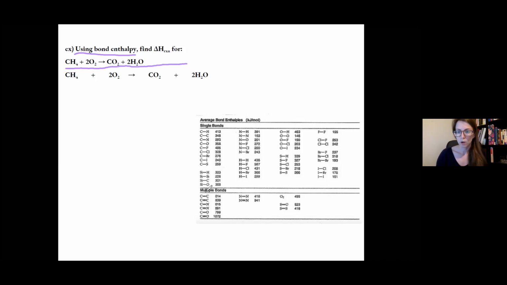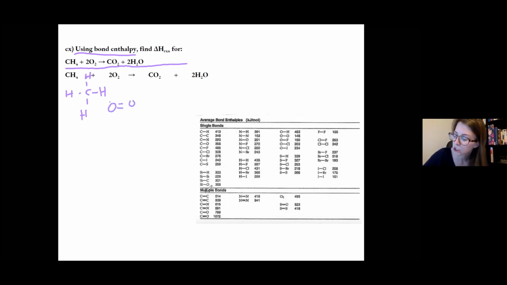In order to look at what bonds I am breaking and what bonds I am making, I need to draw Lewis structures. If you need a quick review on Lewis structures, I also posted a super quick shortcut way of figuring out Lewis structures that is good enough for this lesson. But anyways, for each thing in the reaction, all of the reactants on the left and all of the products on the right, I need to draw their Lewis structure. CH4 is going to look like this. O2 is going to be a double bond.